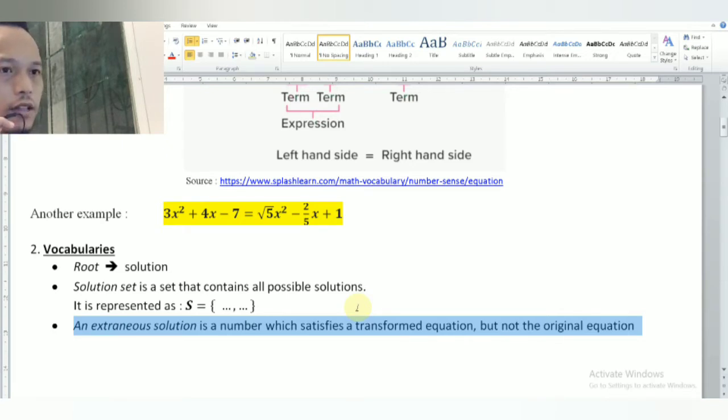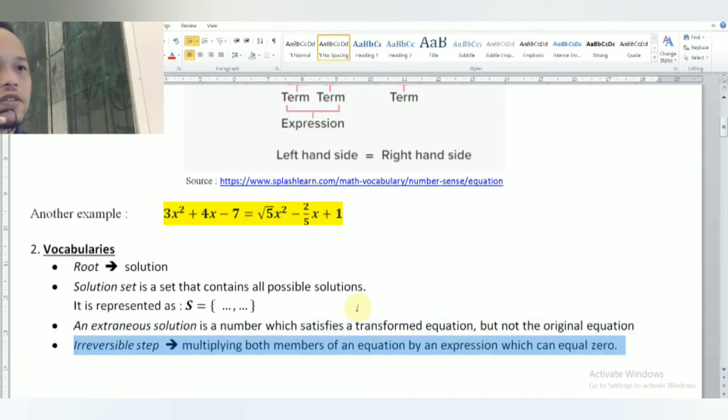I won't explain it a lot. An extraneous solution is a number which satisfies a transformed equation, but not the original equation. In simpler words, an extraneous solution is a solution that didn't exist in the original equation, but because you are doing some transformation to the equation, usually by multiplying both sides by variables, new solutions just pop up, which originally didn't exist. But we will speak about that later.